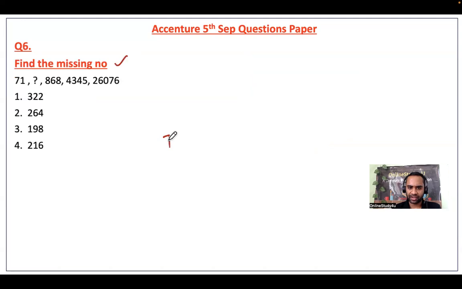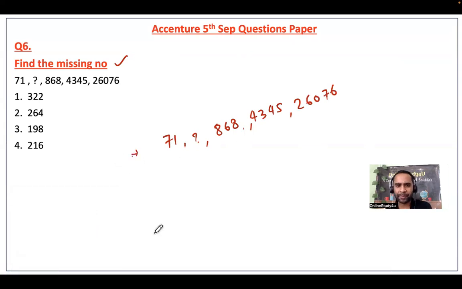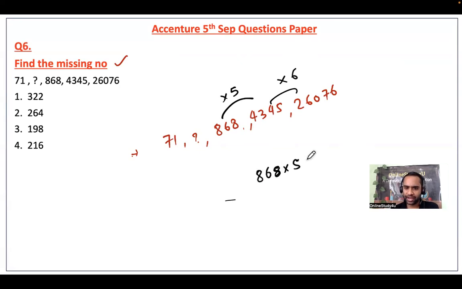Now find the missing number. This is a number series problem. 71, we have covered this, right? And then 868, and then 4345, and then 26076. Now friends, in this kind of question students generally get stuck because they are not able to think what is happening. But here if we try to realize, 8 into 5 will be what? 40, right? 4 into 6 will be what? 24. So let us analyze 868 into 5. 5 8s are 40 and 5 6s are 30 plus 4, 34, and 4340. So basically multiplied by 5 and added 5, 4345.